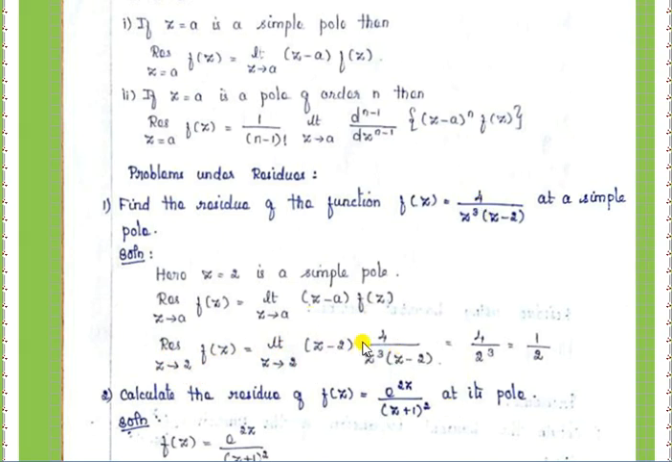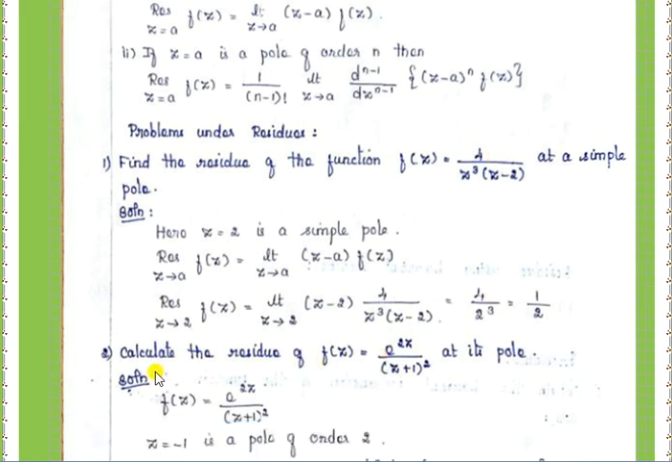After that, z minus 2 gets cancelled. We have 4 by z cube. Replace z tends to 2 here. 4 by 2 power 3, the value is 8. 4 by 8 is 1 by 2. So this is the simple pole residue value of the given function f of z. Come to the second problem.